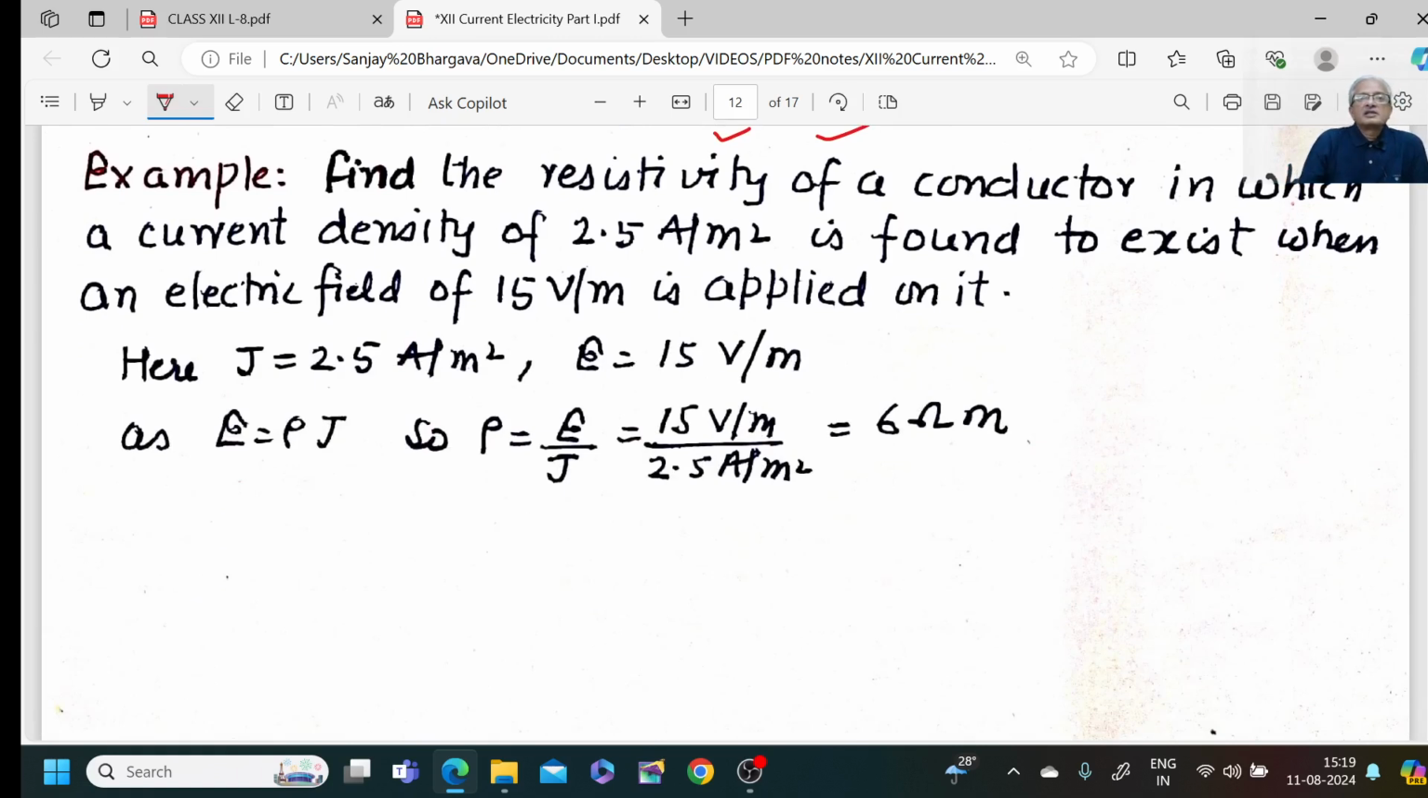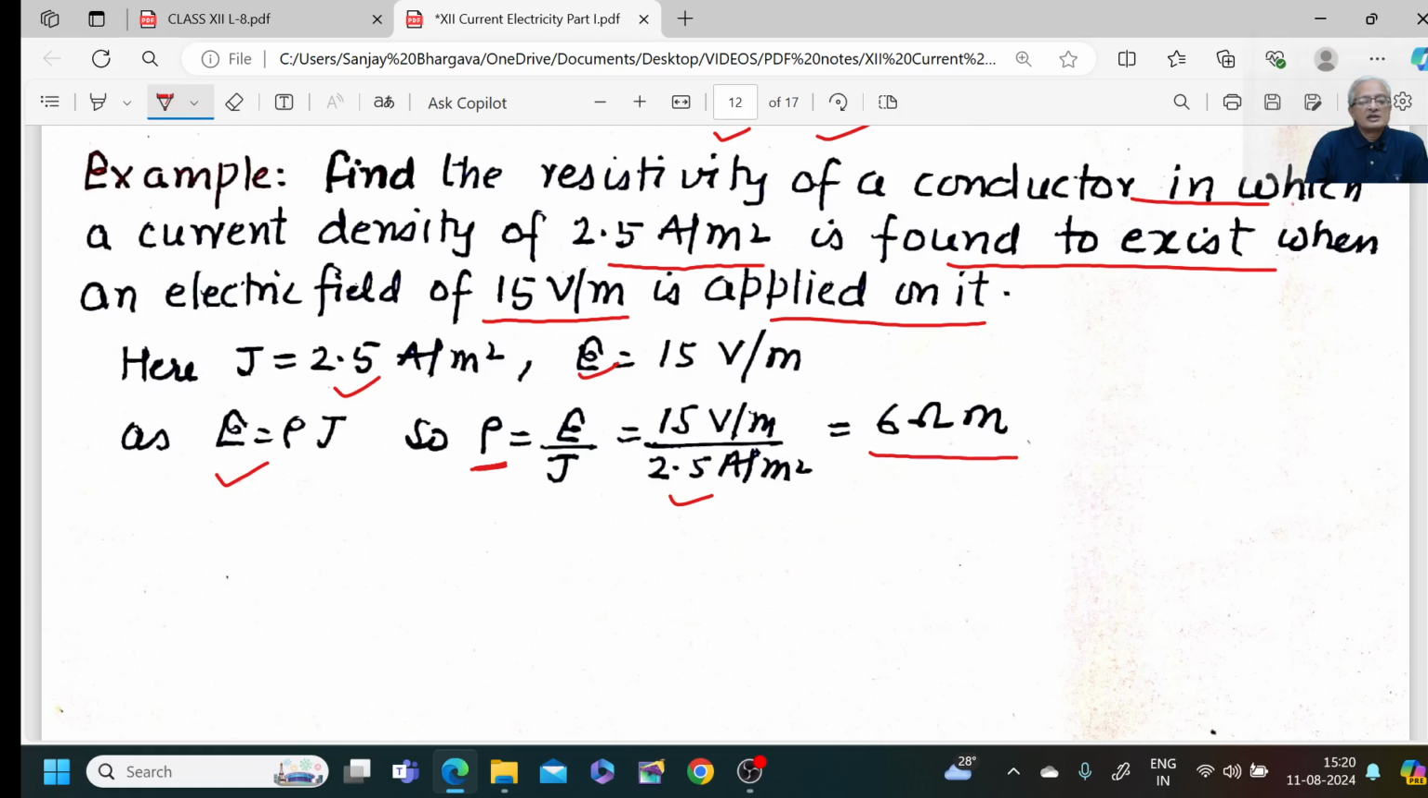Find the resistivity of a conductor in which a current density of 2.5 ampere per meter square is found to exist when an electric field of 15 volt per meter is applied on it. So here J is given, E is given. Using the microscopic form of Ohm's law, E is equal to rho J. So resistivity rho is equal to E upon J. That is 15 volt per meter divided by 2.5 ampere per meter square, and that is 6 ohm meter.